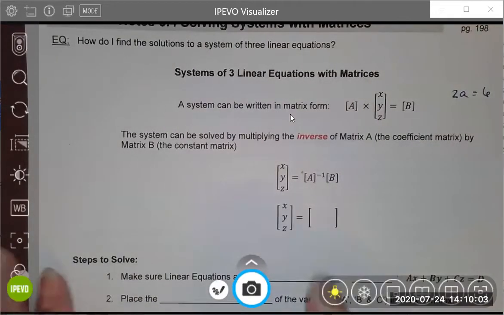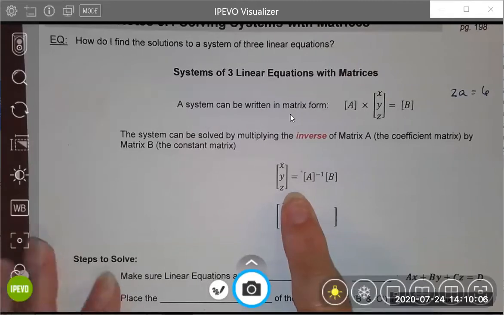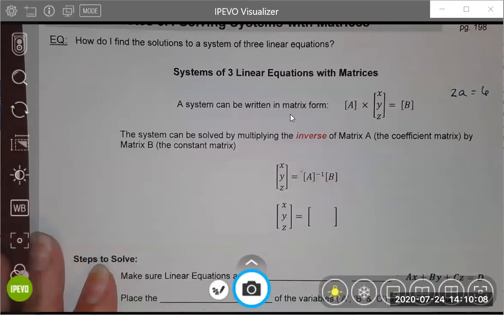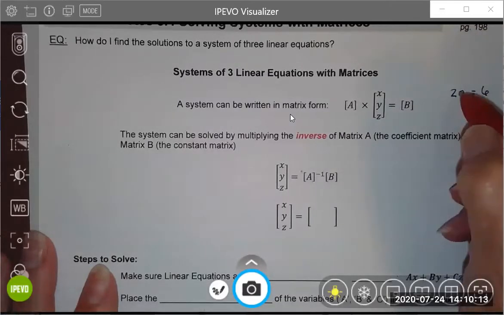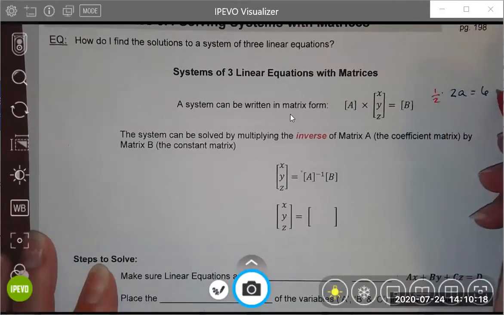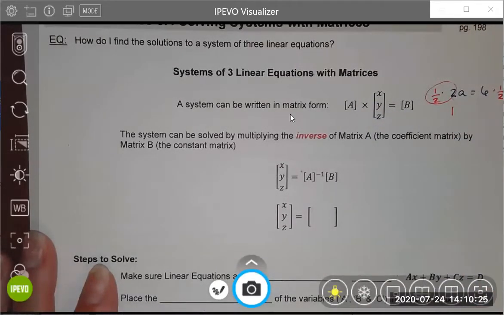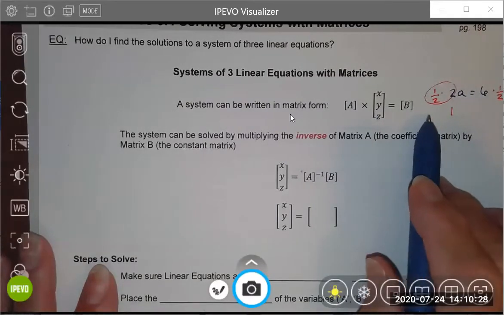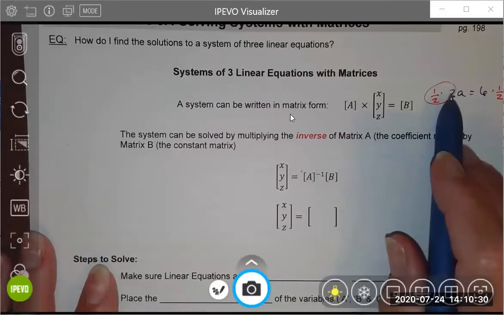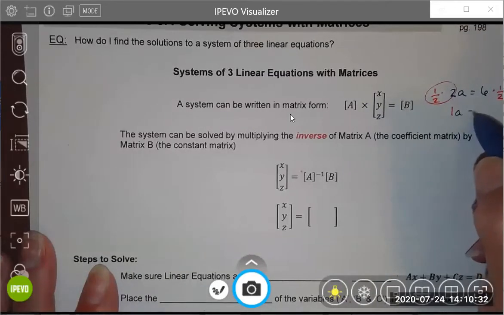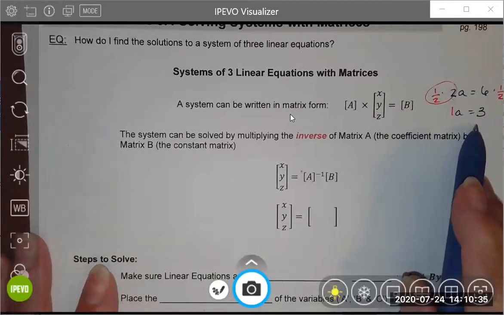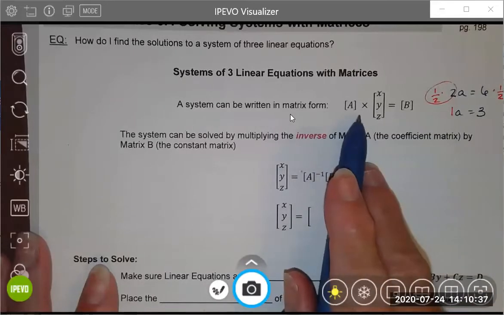All right, so I basically am going to use an inverse, just like if I had the equation 2a equals 6, I multiply by the inverse of 2, which is 1/2. If I multiply both sides by 1/2, then these two form 1, which is why 1/2 is called the inverse, because it undoes whatever's going on here. 1a equals 3.